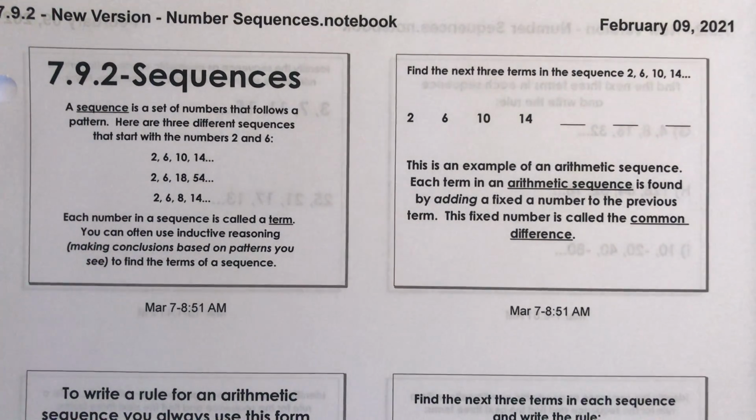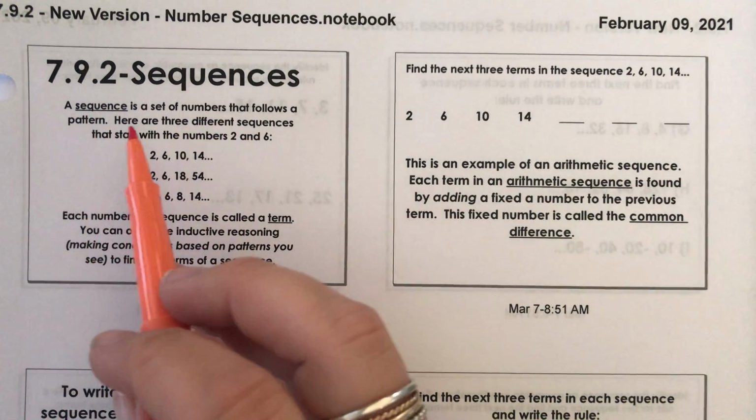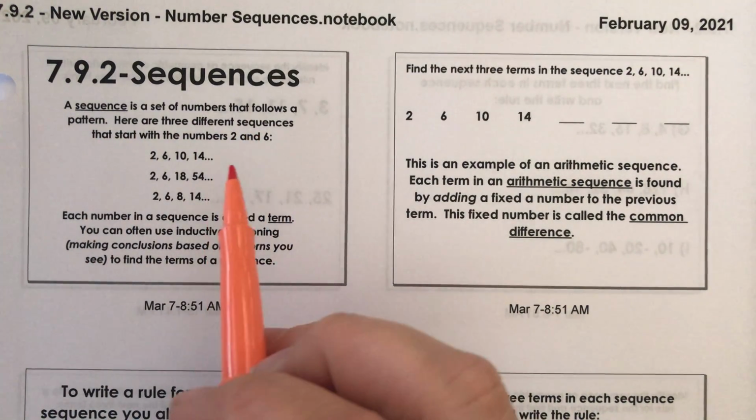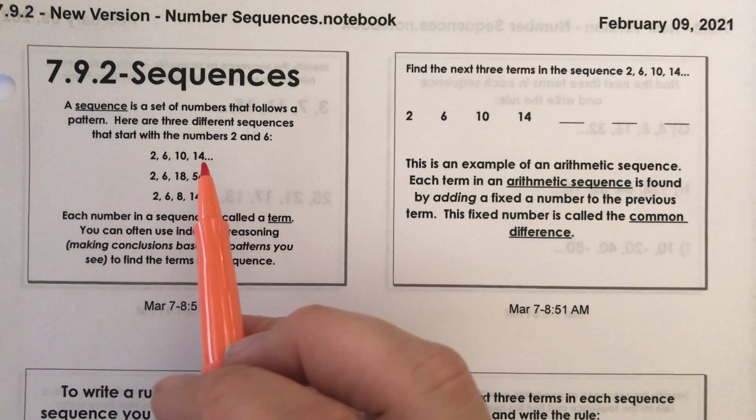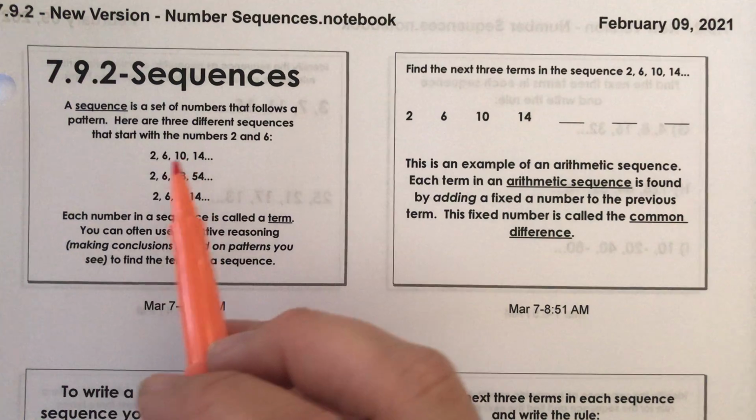Okay, today we're going to talk about sequences. A sequence is a set of numbers that follows a pattern. Here are three different sequences that start with the numbers 2 and 6. So 2, 6, 10, 14. You're adding 4 every time.